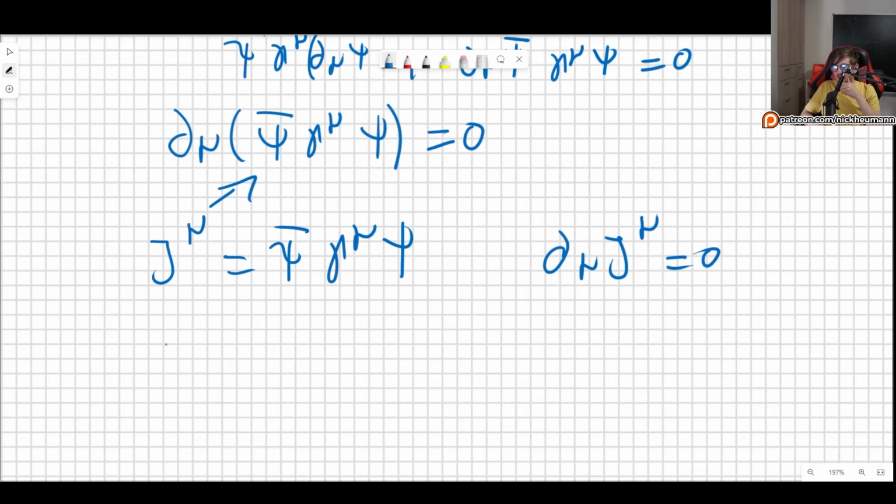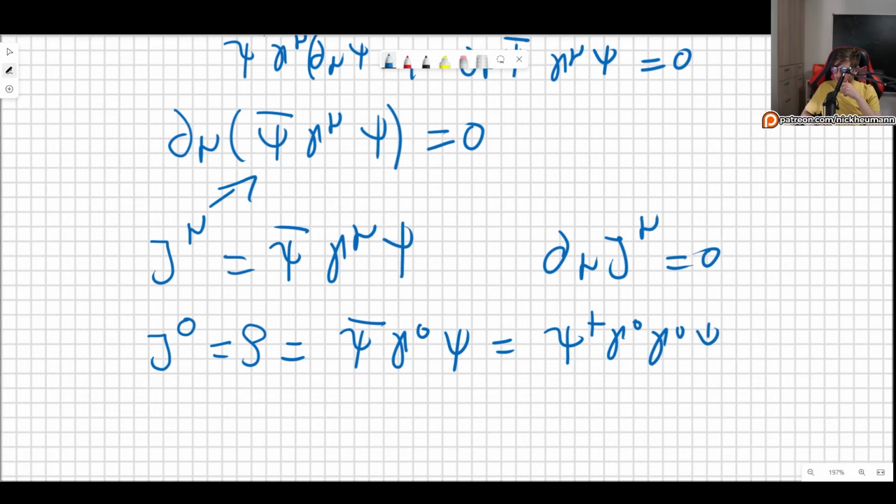So let's take a look at the components like we did with the Klein-Gordon case. So j^0, which we sometimes call ρ, is ψ-bar γ^0 ψ. But what is ψ-bar? That is simply ψ† γ^0, times γ^0 ψ. So this gives us ψ†ψ. There we go. Perfect. There's no problem there whatsoever.